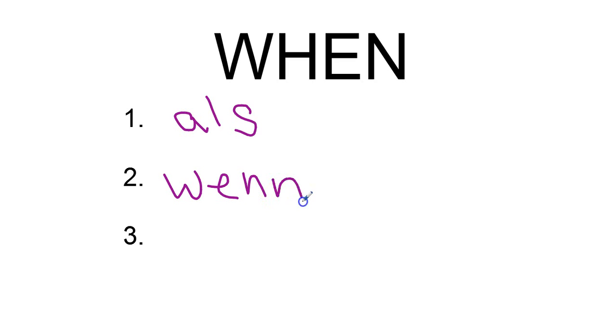Als, wenn, wann, ob. When. Three different things to note when we're looking at the word when. In German, we have als, we have wenn, and we have wann. We're going to go ahead and examine those three different types of when before we dive into the other wonky word, ob.